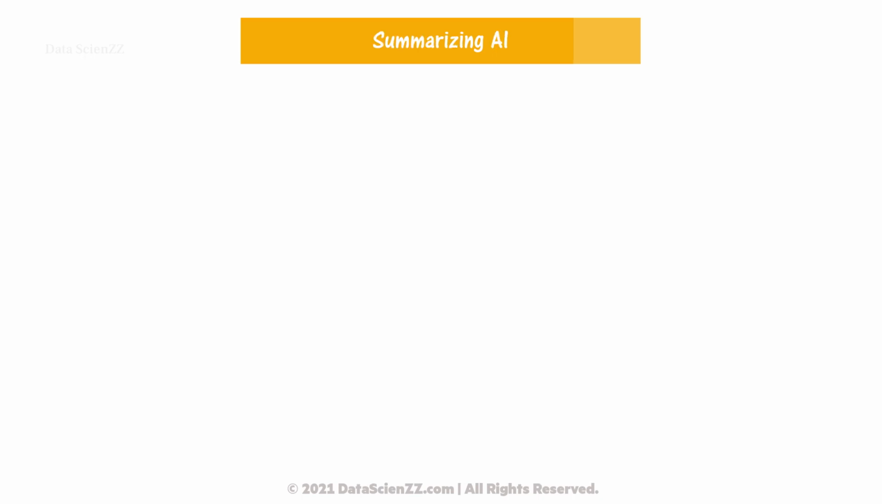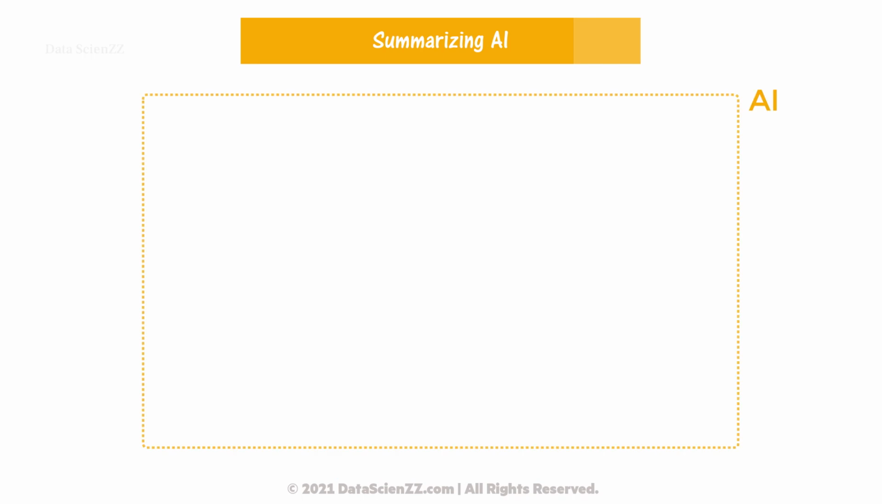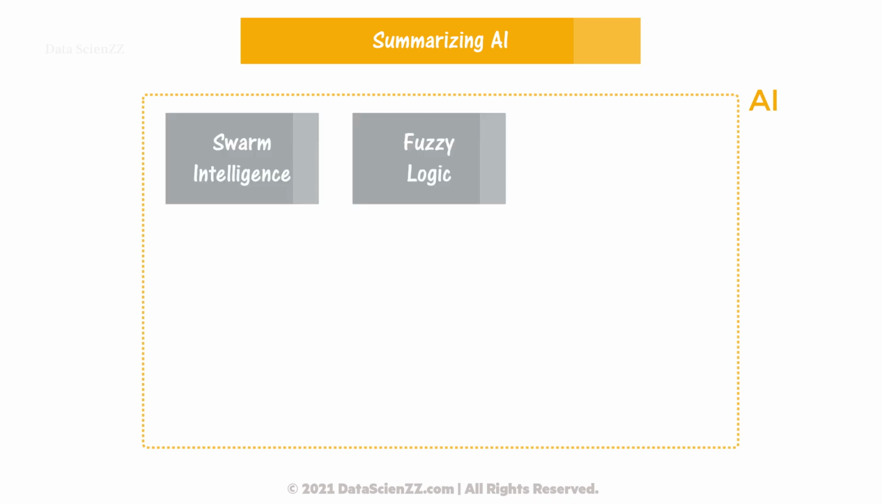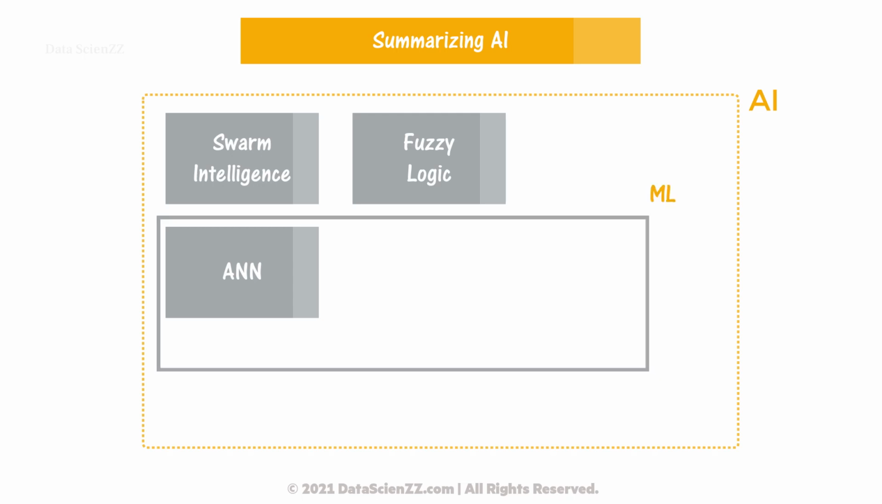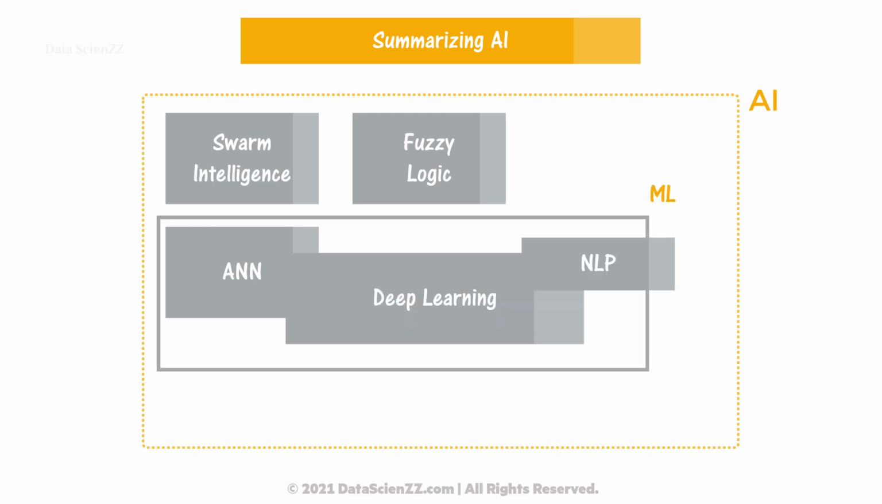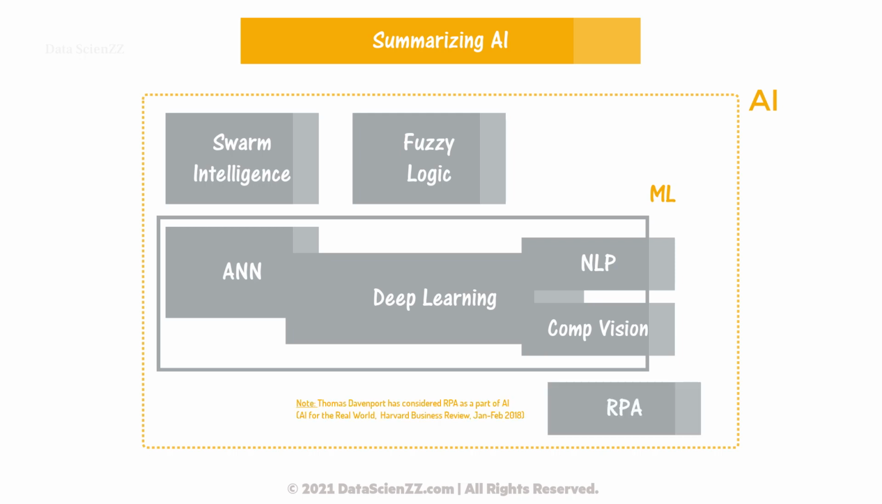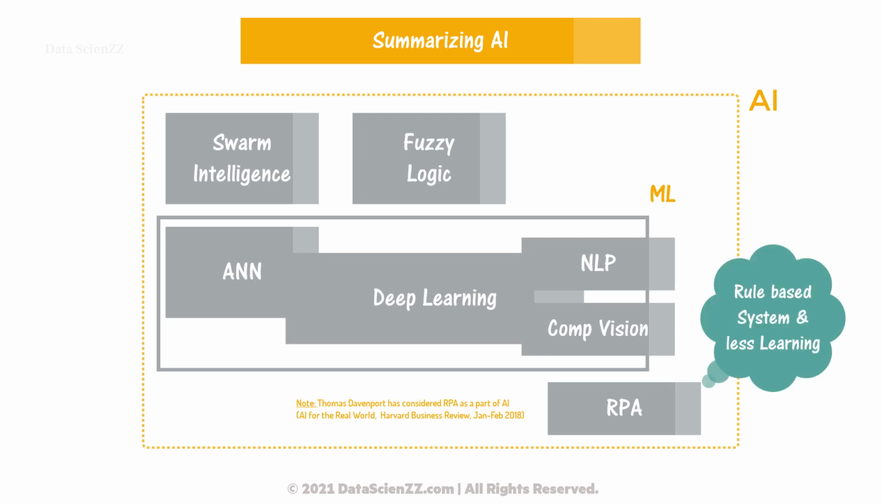To summarize the discussions so far, AI is the superset of all methods to add intelligence into a computer system. Within it, we have techniques like swarm intelligence, fuzzy logic, artificial neural network, machine learning, deep learning, NLP, and computer vision. We also have robotic process automation, called RPA. These are mostly rule-based systems, and there is not much learning, as compared to other AI techniques.